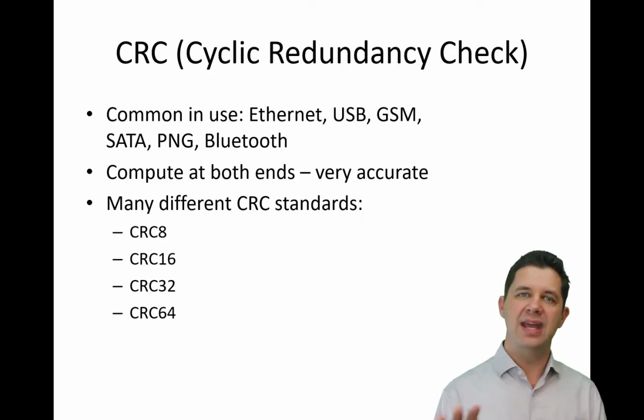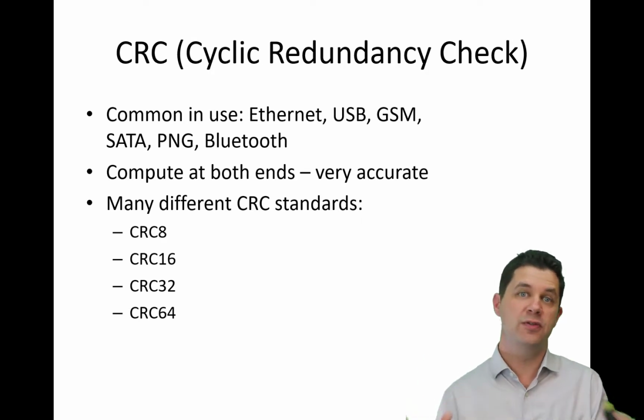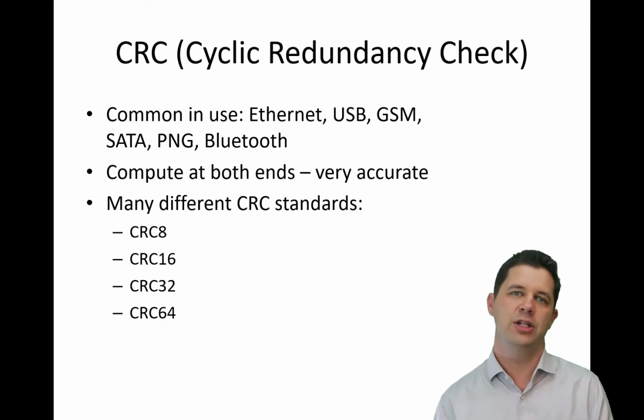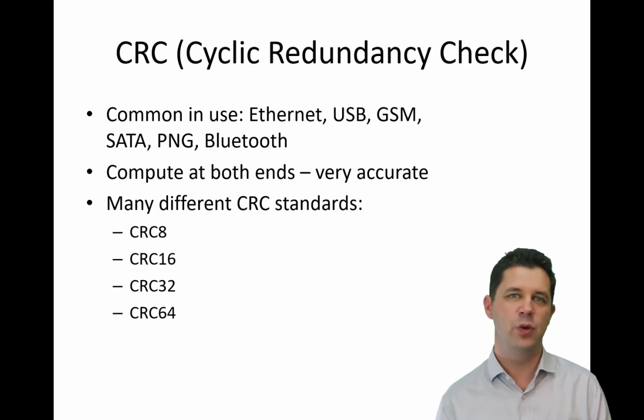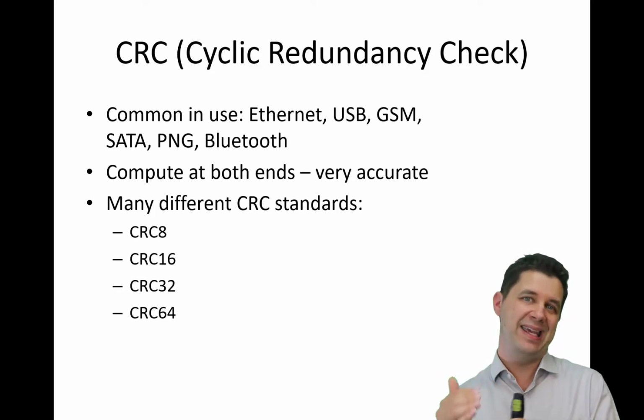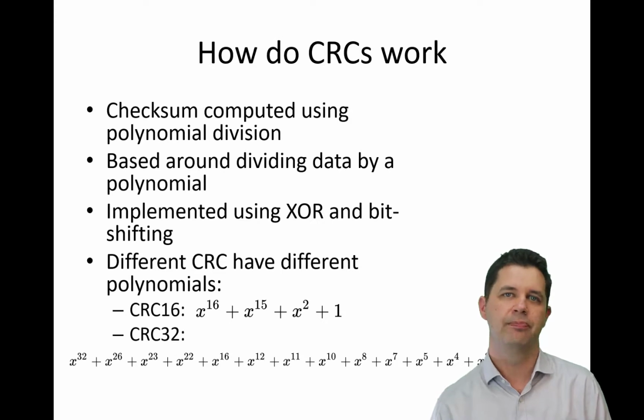It's something that we compute at both ends and very accurate, and there's a whole bunch of different standards, and those standards specify how long the checksum is going to be and what polynomial we're going to actually choose to encode that checksum. So some of the common ones are, for example, CRC 8, 16, 32, and 64. But there's quite a few others, and there's quite a few different varieties in each of these ones as well. So, question is how they work.